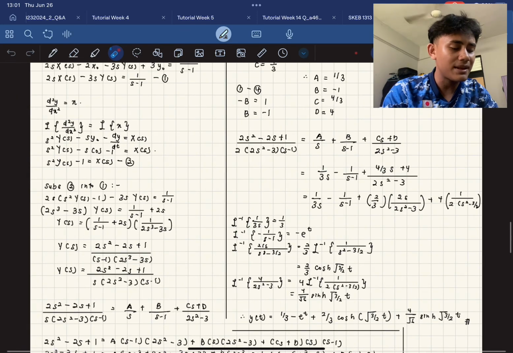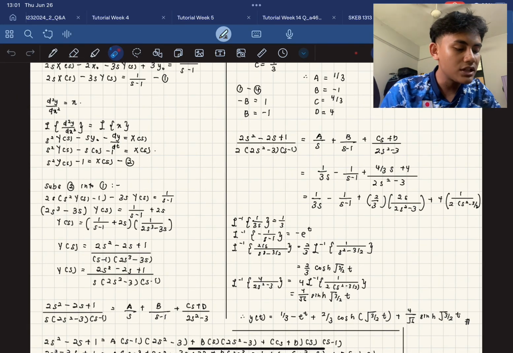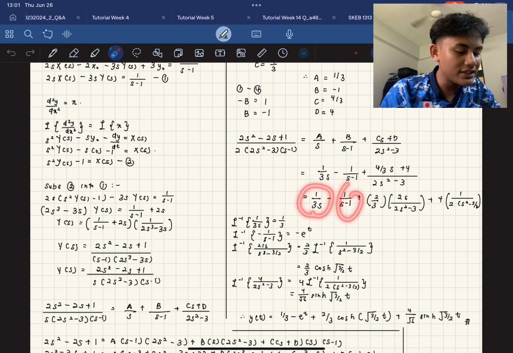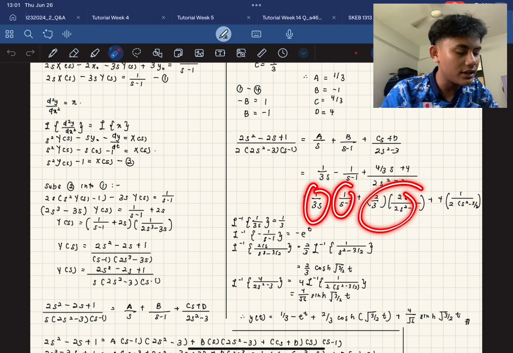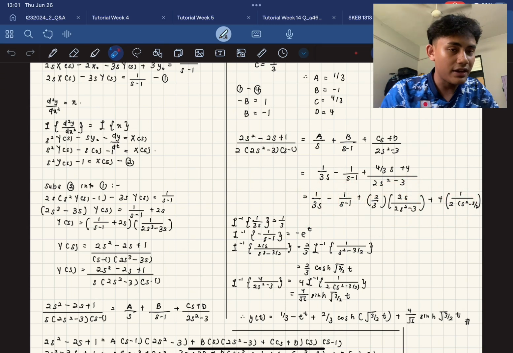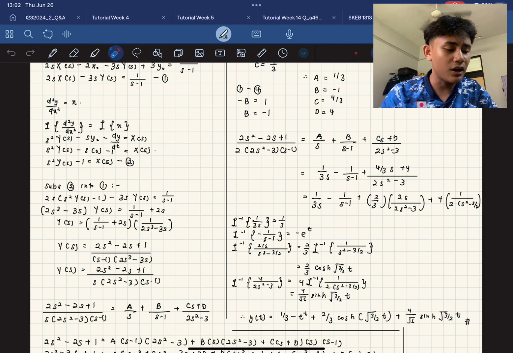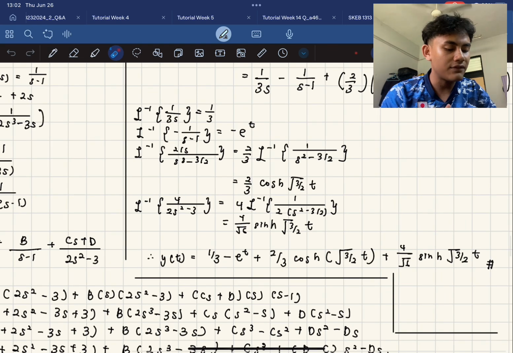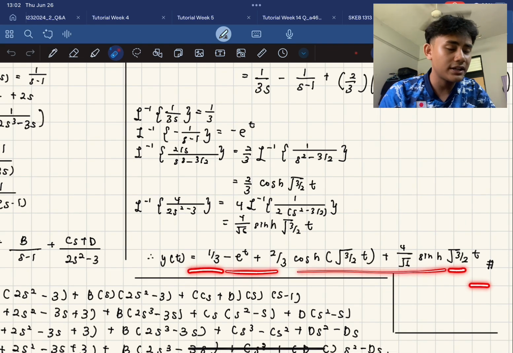You have to use the inverse Laplace to get back the value, inverting one by one. After you invert this one, and also this one, and also this one, you will get the final answer. So here is the inverse Laplace of what you got just now. After that, you have to inverse Laplace everything and that will be your final answer.